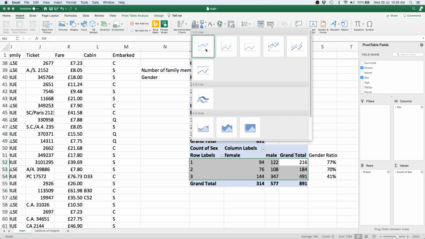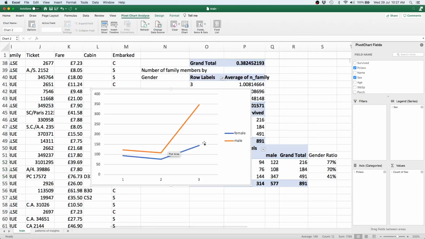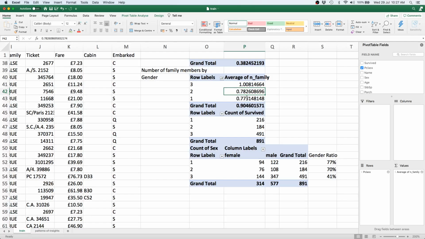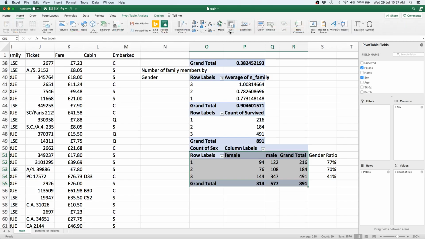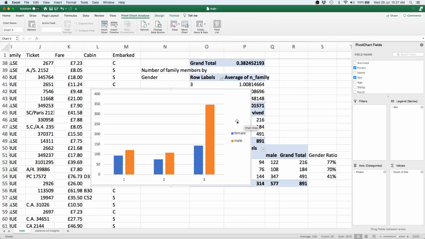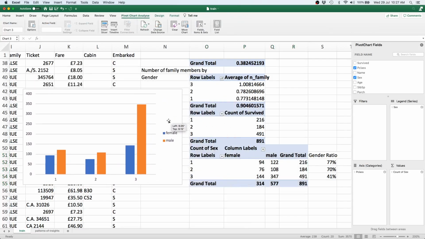For example, if I try to click a 2D line, it's going to give me this, but this doesn't tell me anything. One easy way to view a chart that comes from the result of a pivot table is to go straight to pivot chart, which we see over here. So let's look at the pivot chart, and there it is. Essentially, this is the distribution of passengers across the three classes.